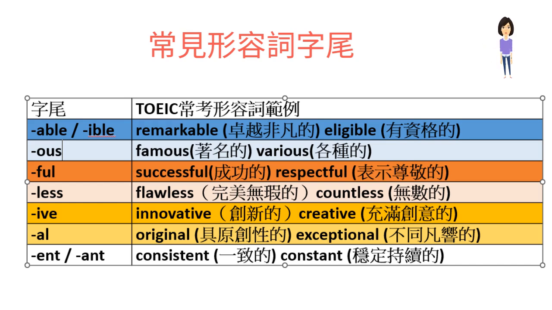Ent or ant. Examples: consistent means not changing. Constant means happening all the time.